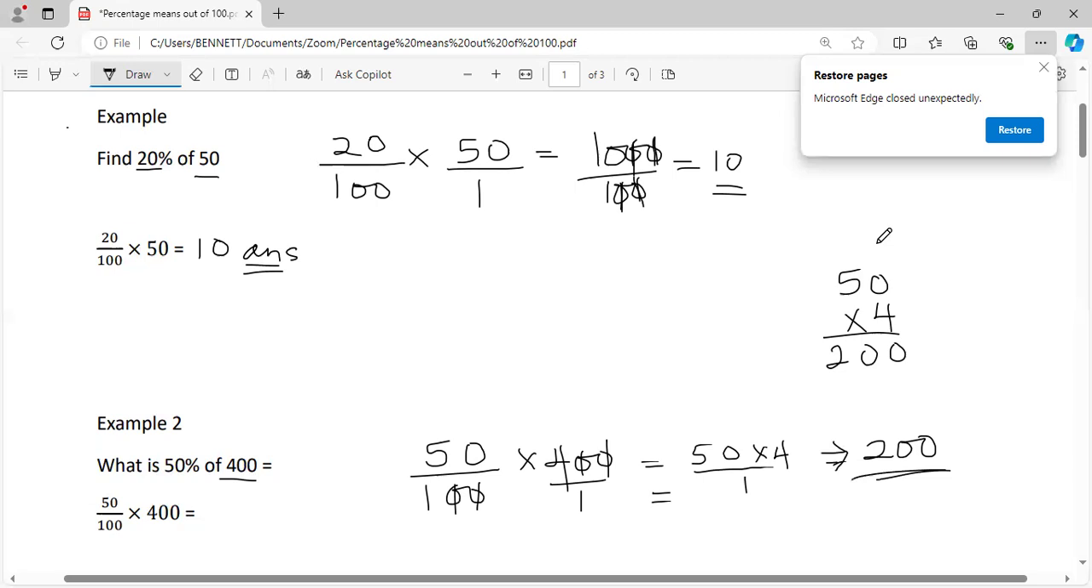Right. So you guys can go ahead now. But guys, just remember, percent means out of 100. So at all times, when they say what is 50% or whatever of a number, we're going to put it over 100 and times it by the number.